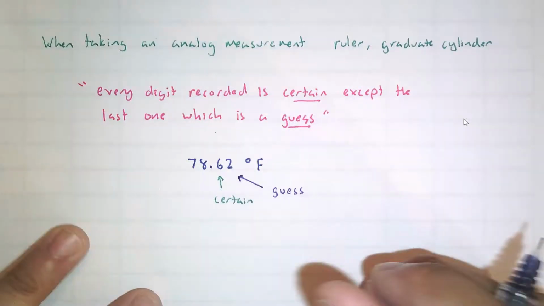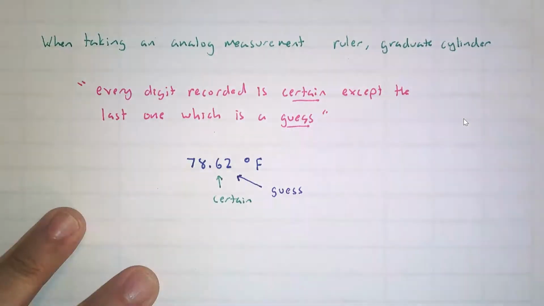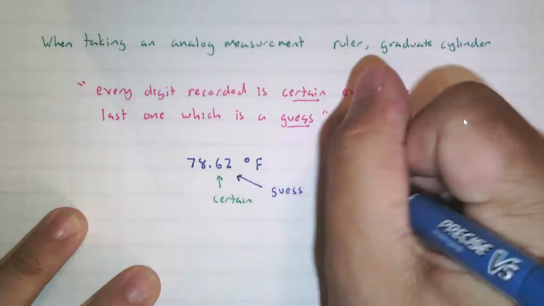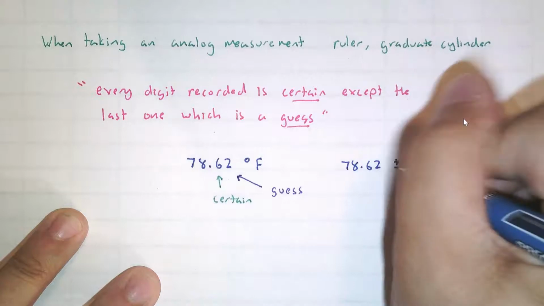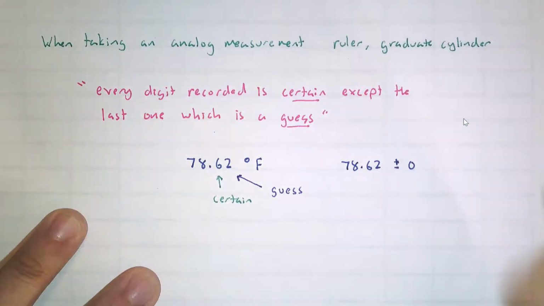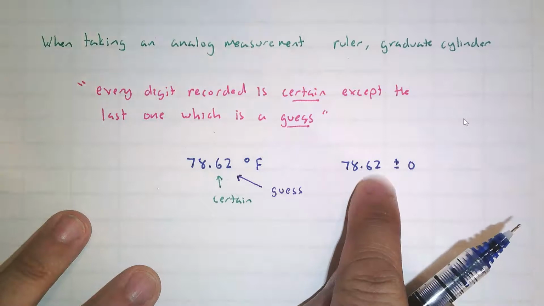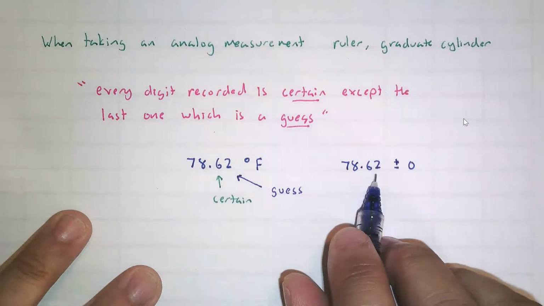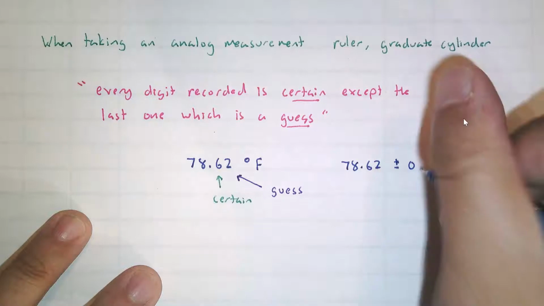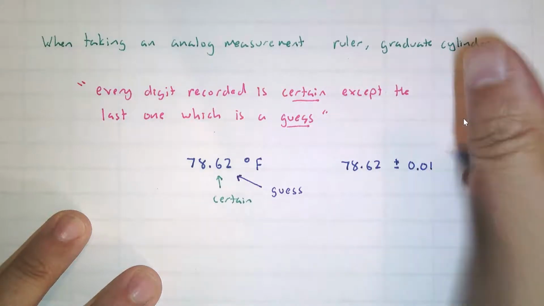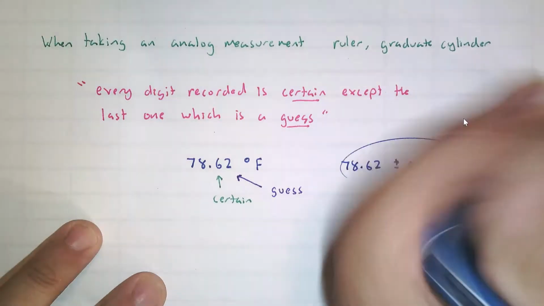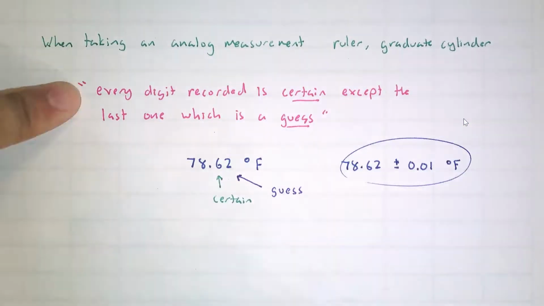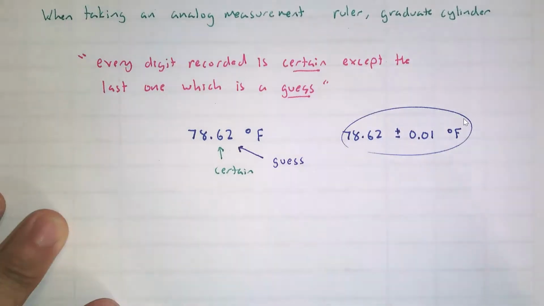Okay. The other thing that we can assume is that this last digit, the 2, is the guess. And that's why in my previous examples, I made that the error. So the error now is in the hundredth place, so 0.01 degrees Fahrenheit. So that's another way that you can express this number right here if they're using this convention. And you should when you record your measurements.